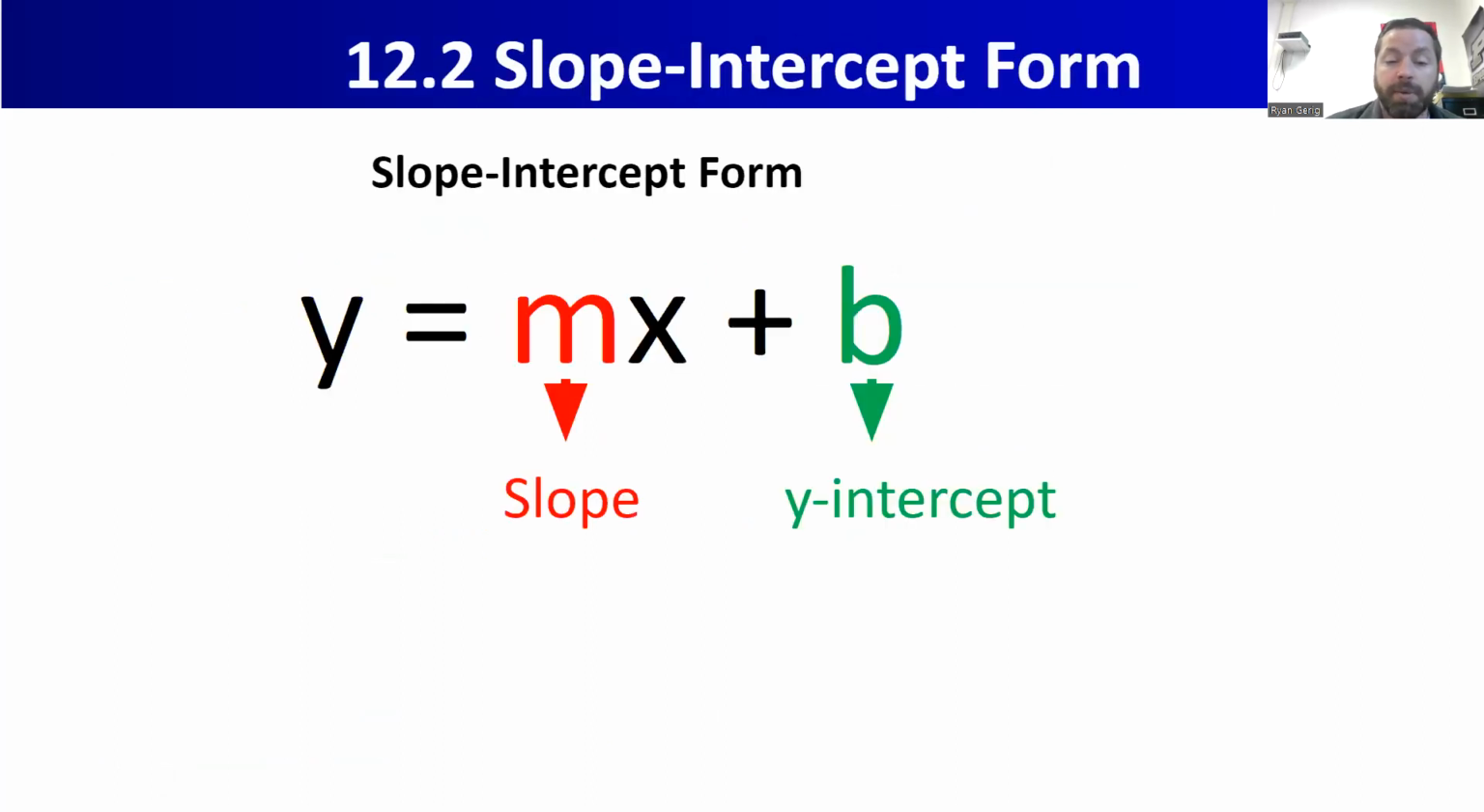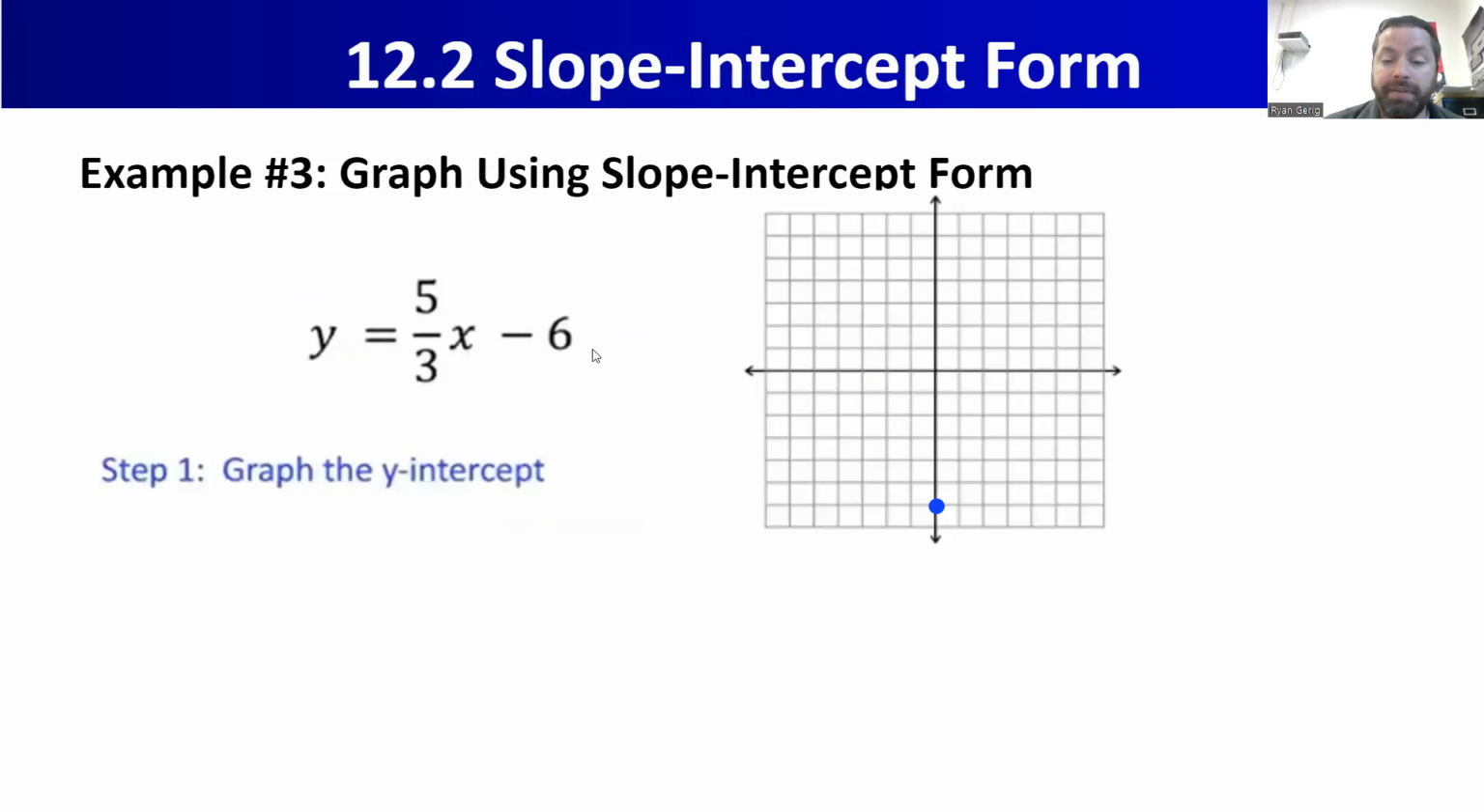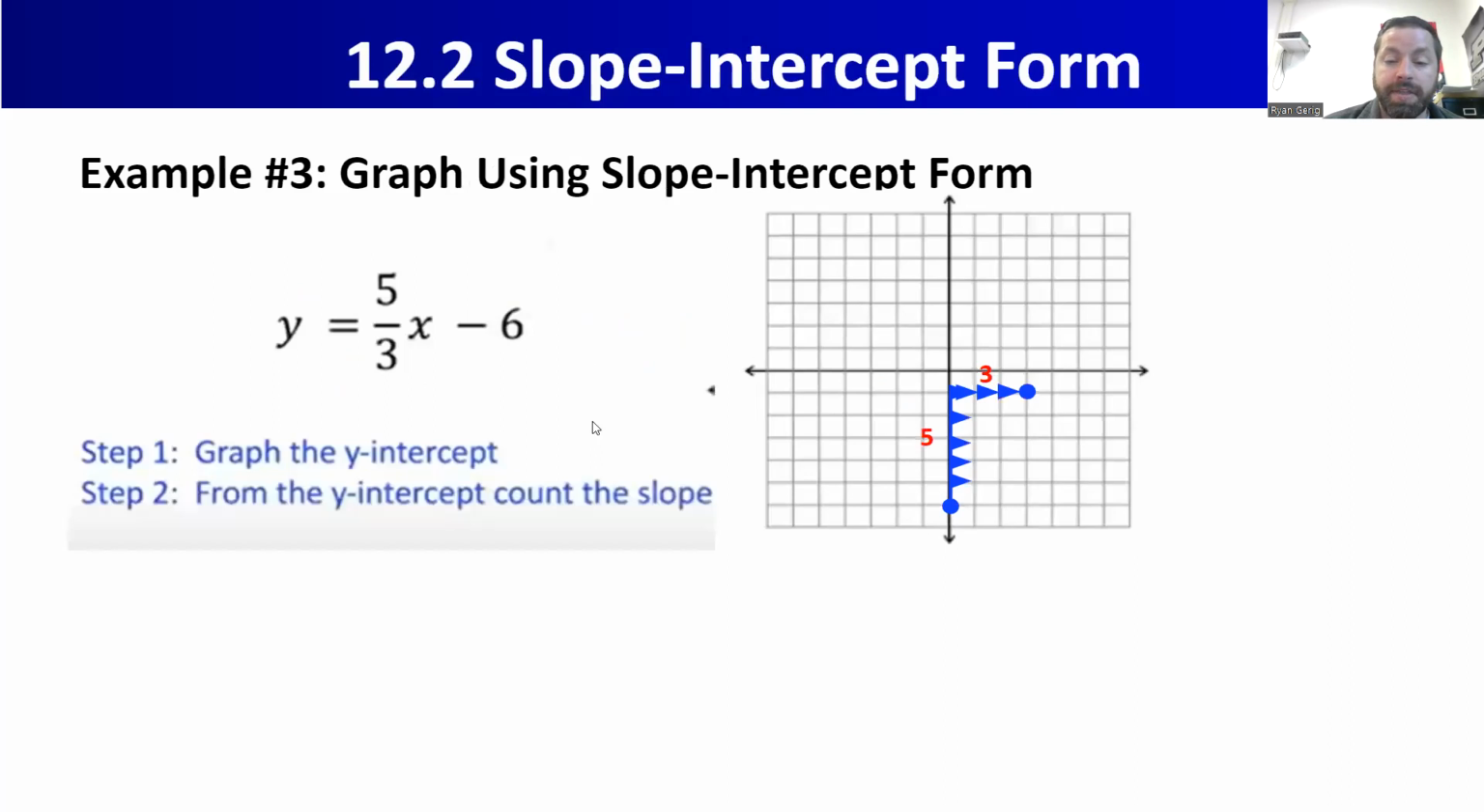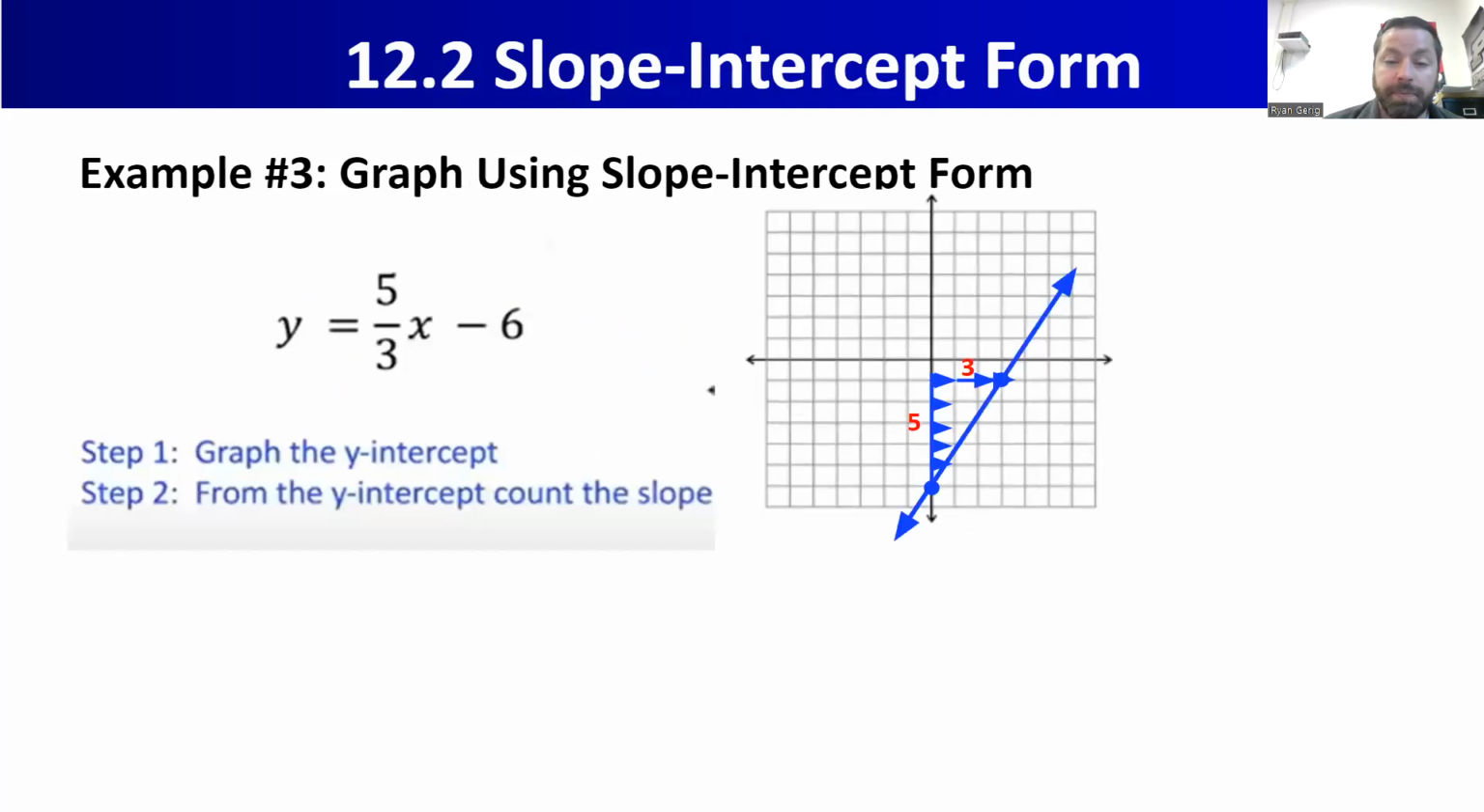And we looked at how y equals mx plus b and what that meant and what different things meant in that equation. We learned how to graph using a shortcut with slope-intercept form, where we would graph the y-intercept and then use the slope to find a second point and then draw our line.